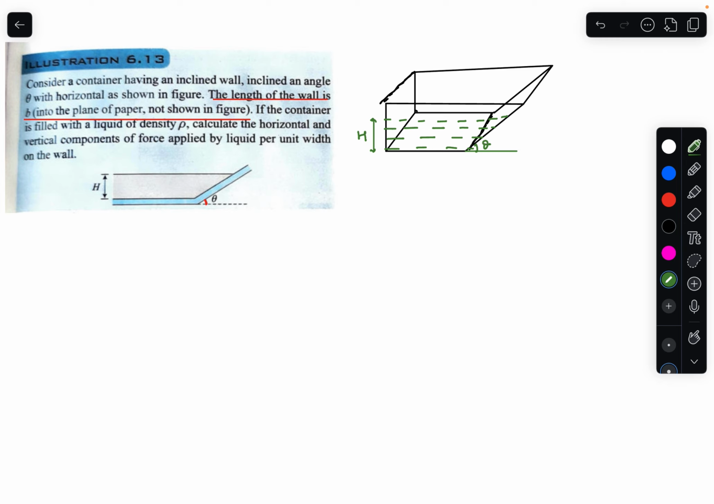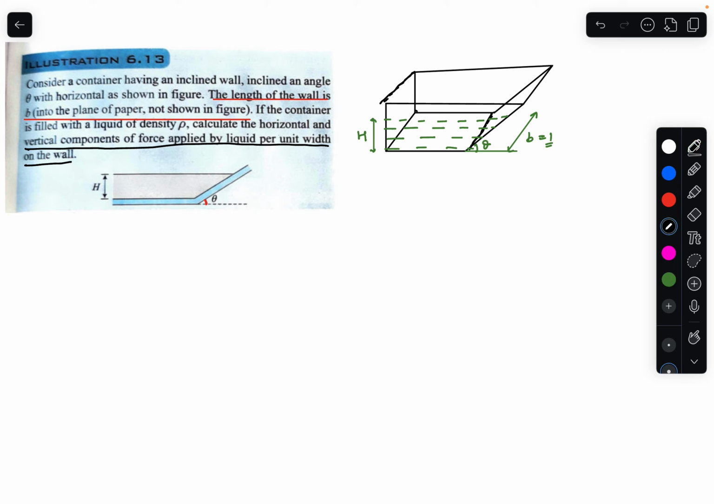All right, so we need to find out the horizontal and vertical components of the force applied by the liquid per unit width of the wall. So we have been given this width b. Per unit width means basically we can just take b's value as 1. So for whatever 1 meter is there, how much force will be acting. Okay, so let's try to visualize it again in 2D.